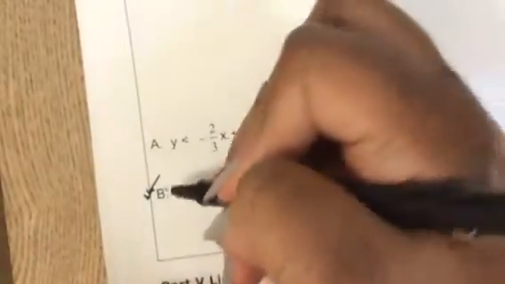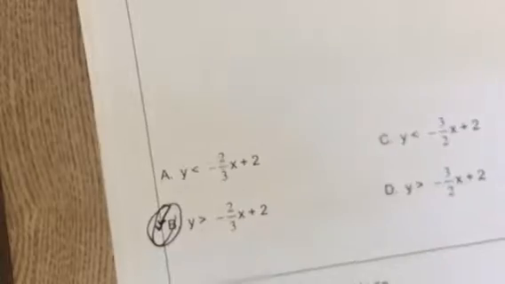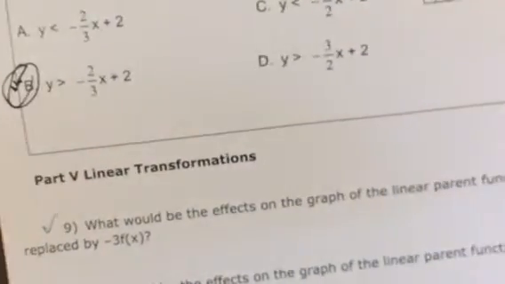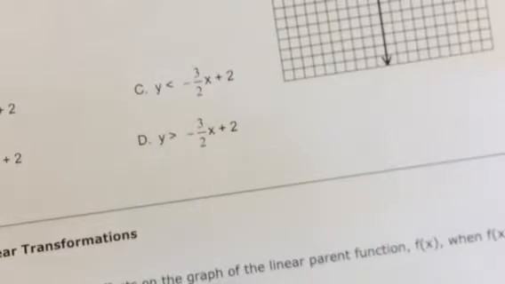Okay, the last problem that we are doing today is number 9. It says, what would be the effects on the graph of the linear parent function f of x? I'm going to go ahead and graph that. Oh, never mind. I can't graph that in Desmos. I forgot f of x is not something that Desmos does. But we do have notes on the transformations. Let me find them. Here they are.